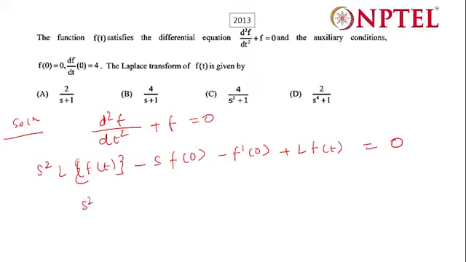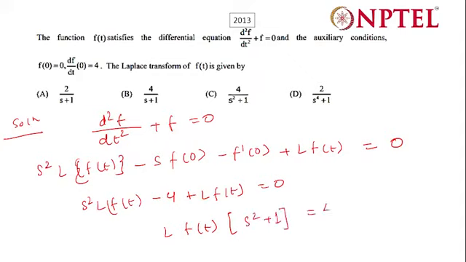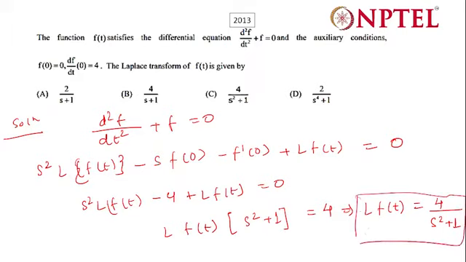You can write it as s square L function of t, this term is 0, this term is minus 4, plus L function of t equals 0. You can write it as L function of t multiplied by s square plus 1 is equal to 4. From here, the Laplace transform of function t will be 4 divided by s square plus 1. Okay, which option is matching? C. Any doubt in this question?